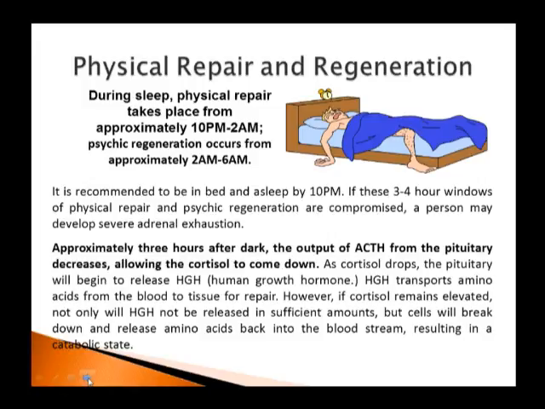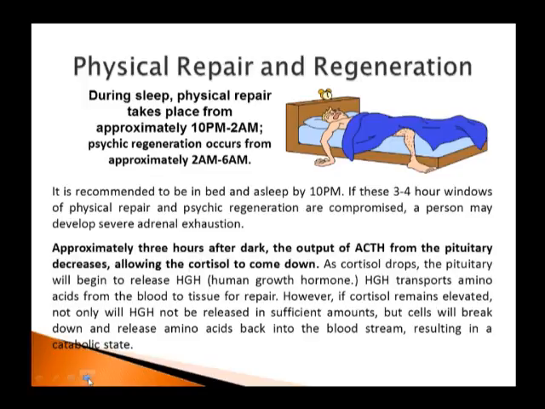Ideally, all of us, including our kids, should be in bed by 10 p.m. because physical repair of the body generally takes place between the hours of 10 and 2 a.m. Because of the production of human growth hormone that happens in that period of time. And then what's called psychic regeneration, which is just the reestablishment of normal brain electrical activity and brain function, generally occurs between the hours of 2 a.m.